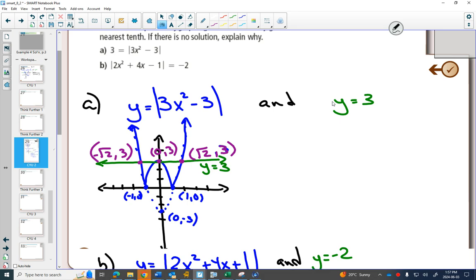Okay, questions for practice on this one, 5B and 7.